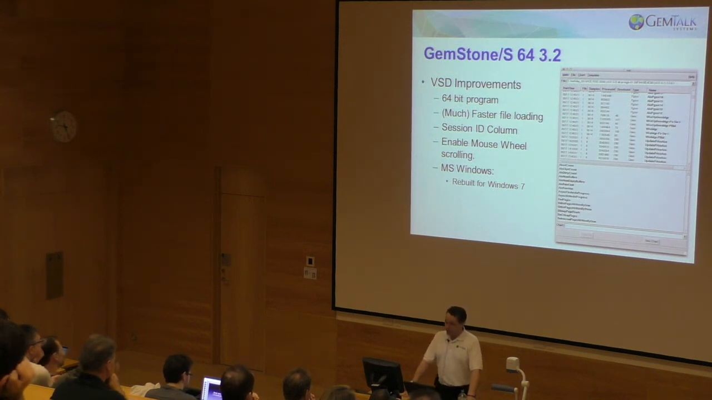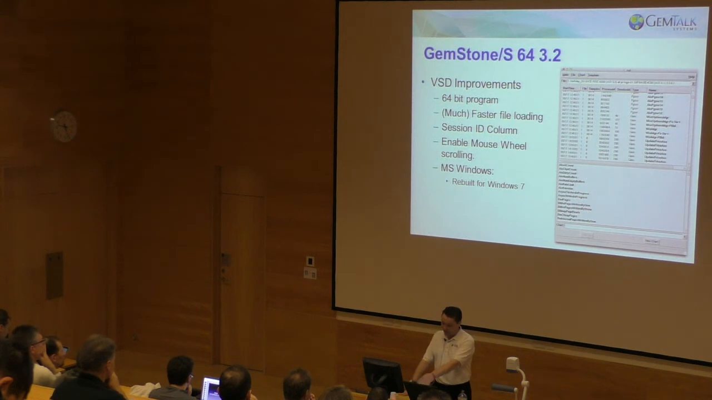We moved it to 64-bit because sometimes you'd have statistics files that were several gigabytes in size and you'd run out of memory and it wasn't pretty. So we wanted our customers to be able to load a stats file of any arbitrary size. So we moved the whole thing to a 64-bit program. We cleaned out some very old, inefficient code for how the files are loaded. We added a session ID column because sometimes you want to sort by session ID when you're looking for things. There can be literally thousands of rows in this window here.